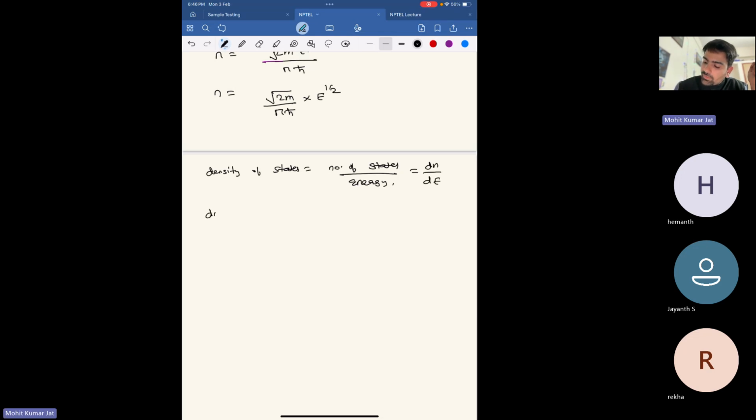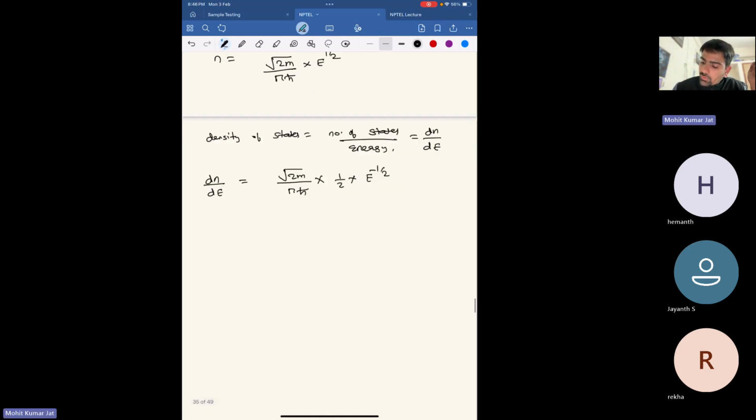So let's do the math. Then dn by dE will be nothing but square root of 2m by pi h bar times half times E to the power minus half. So dn by dE will be square root of m by pi h bar, and then root 2 times E to the power minus half. That's the density of state.